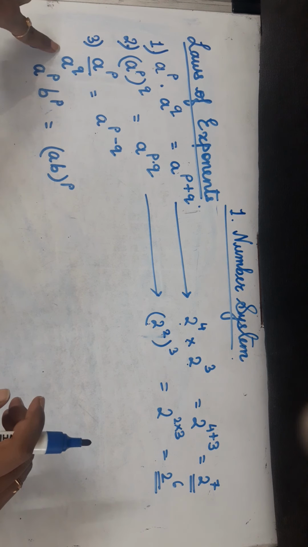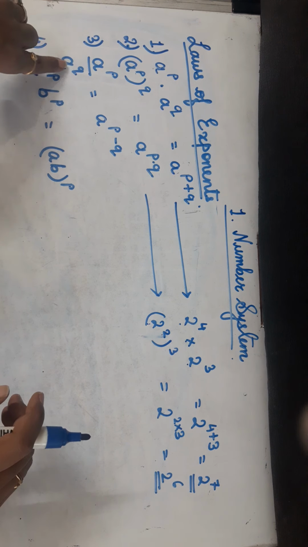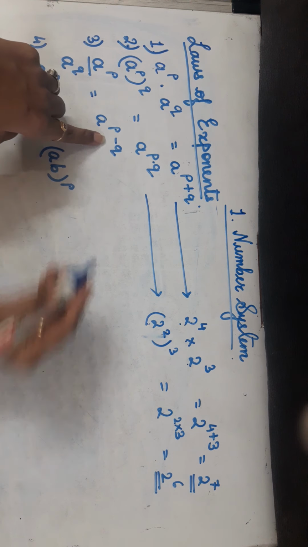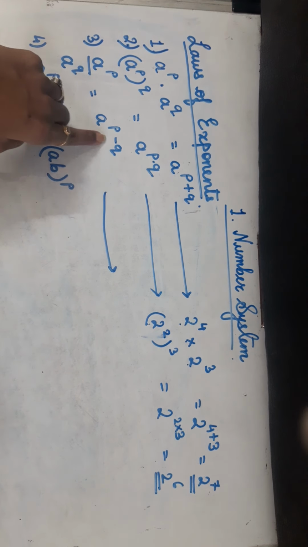Then if the bases are in division with different powers but the bases are same, a raised to p divided by a raised to q. If you will see, the bases are same, a and a. So in this case, subtract the power, p minus q.